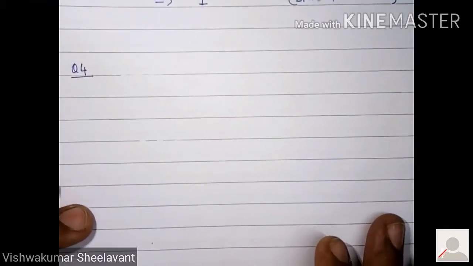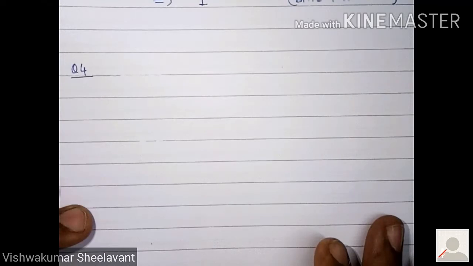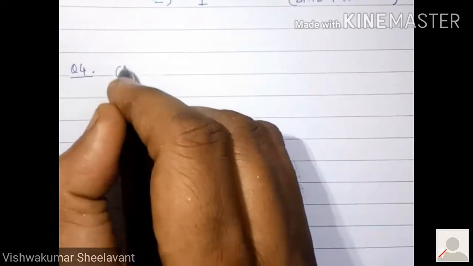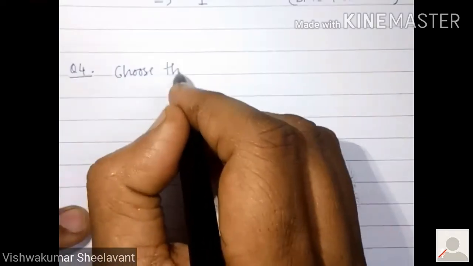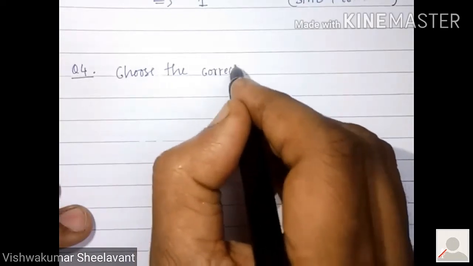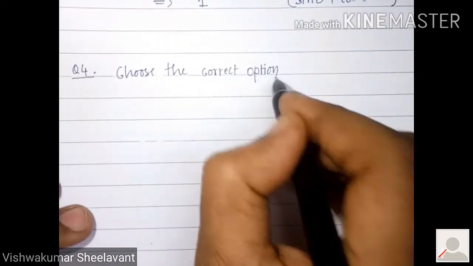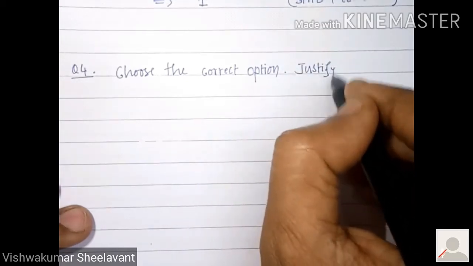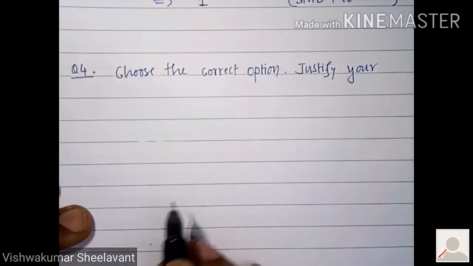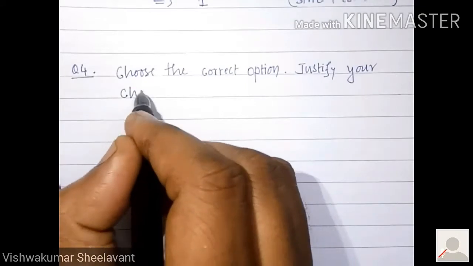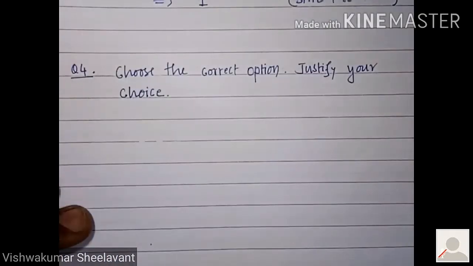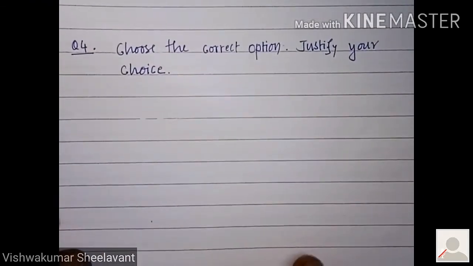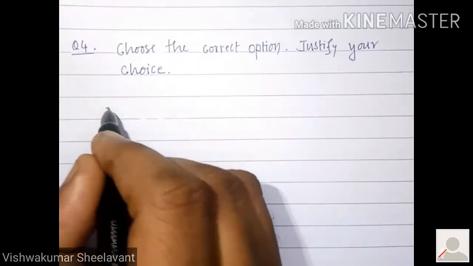I'll take question number 4. Choose the correct option. Justify your choice. Here only we'll write the answers, and how to write the answers I will tell you. No justification.